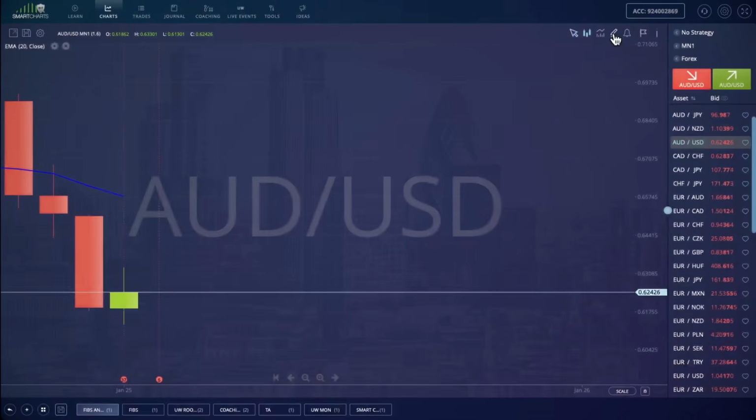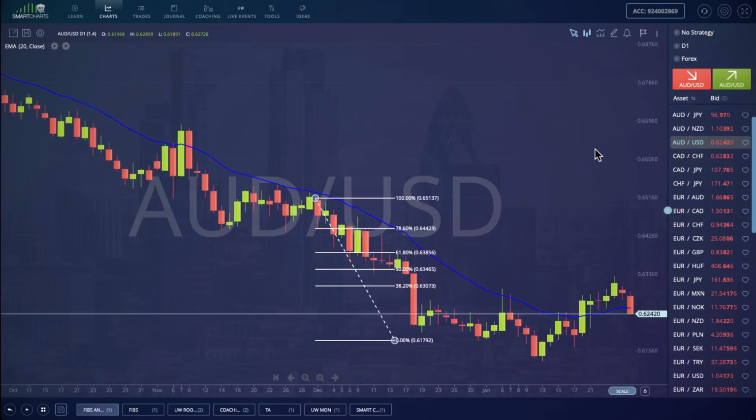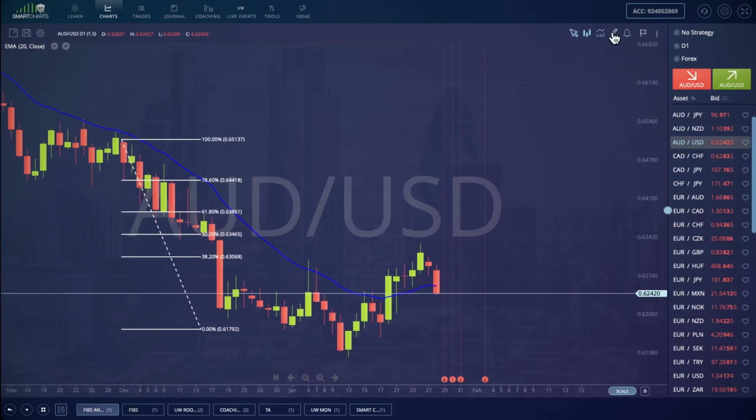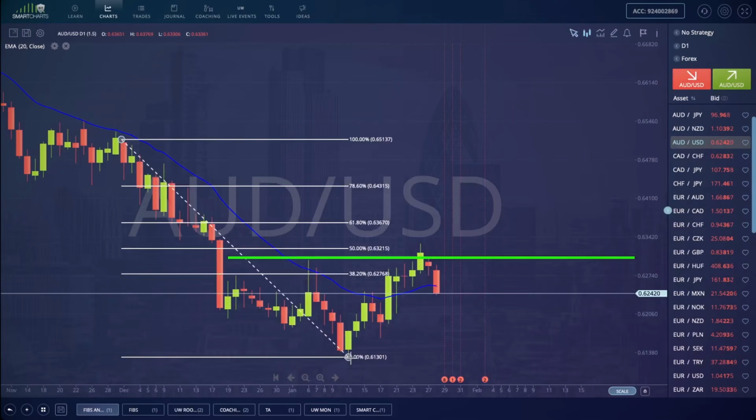So if we're in a downtrend, just get in the habit of going from last month's high to last month's low. And as you've noticed, when you go down to the lower time frames on the daily, you see that the market retraced at the 38.2% level. Again, very subjective.